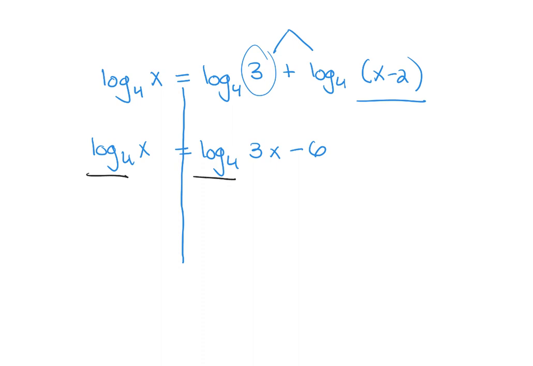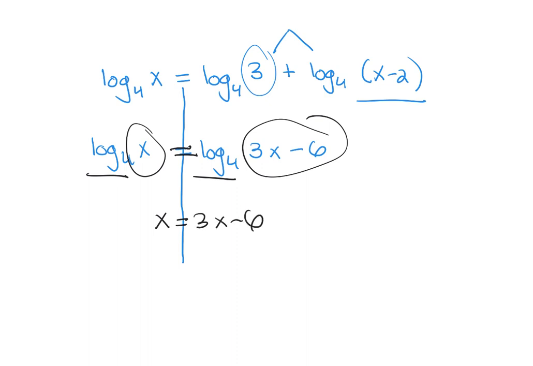Now these ones are kind of nice. When you have a logarithm on both sides and they're equal, then that means this part has to equal this part. X has to equal 3x minus 6. And then we just have to solve for x. So subtract 3x. Negative 2x equals negative 6, so x equals 3.